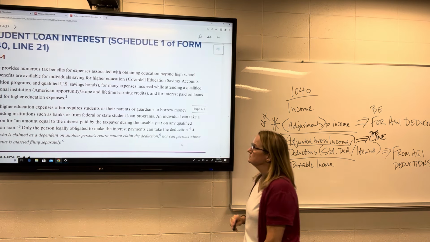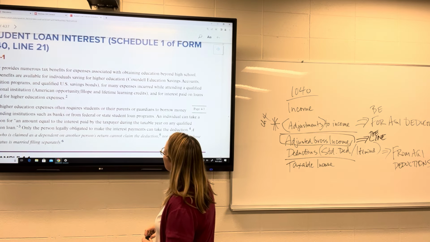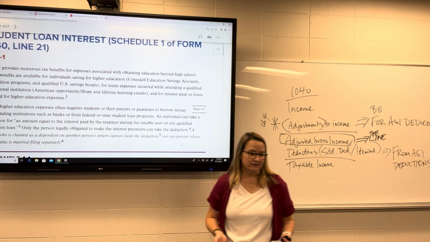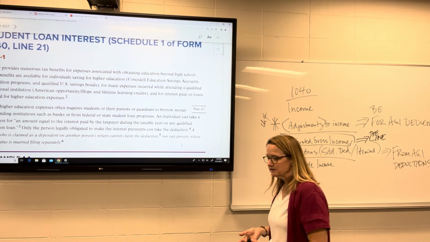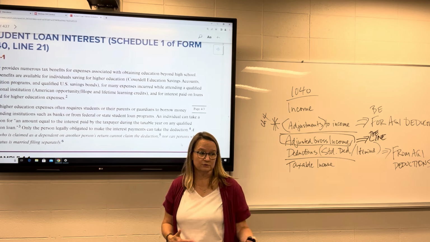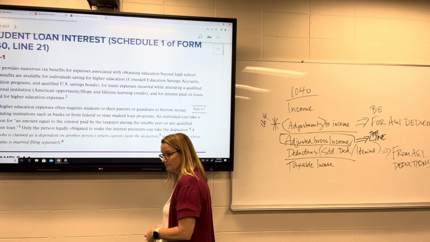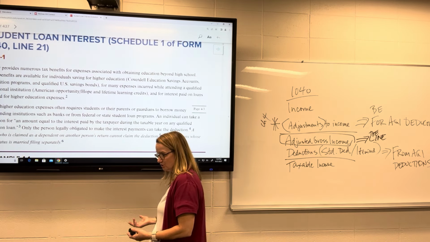Interest is one of those 4 AGI deductions. Now, there are a couple of different qualifiers that we have to talk about with regard to student loan interest. Obviously, if it's student loan interest, it has to be associated with some kind of loan that was taken out for education, right? Specifically, it's a loan taken out for higher education.